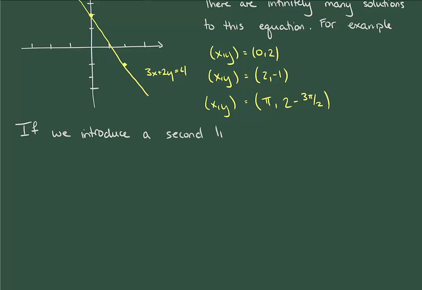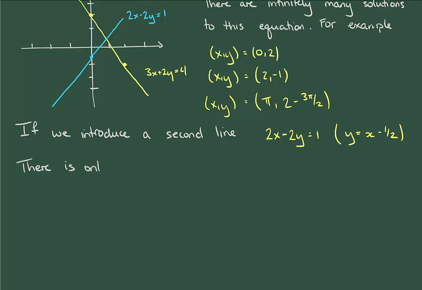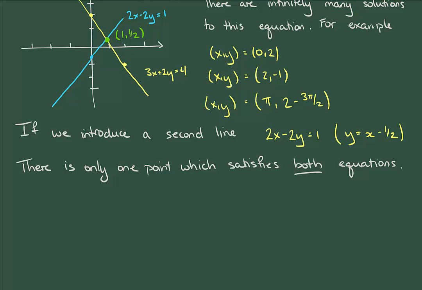Now if we introduce a second equation, that makes things more interesting. Let's take 2x minus 2y equals 1, or y is equal to x minus a half for concreteness, and I'm going to plot it in blue on the graph above. Now we see that there's only one point which satisfies both equations. It's located at the intersection of these two lines, x equals 1, y equals a half.